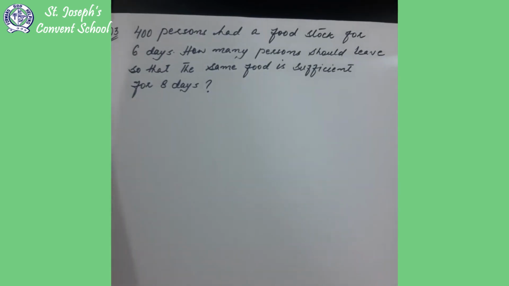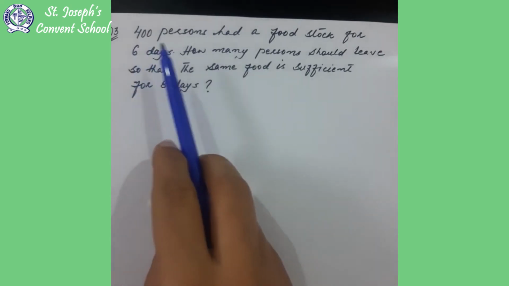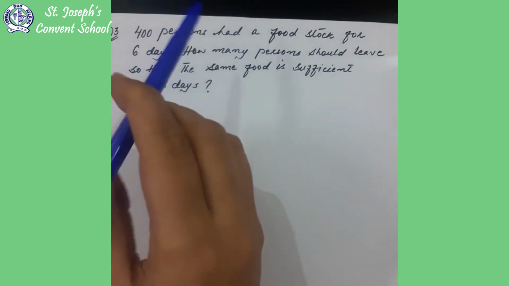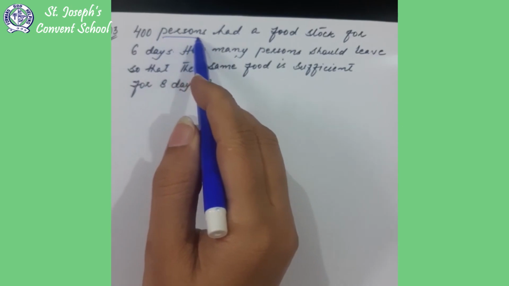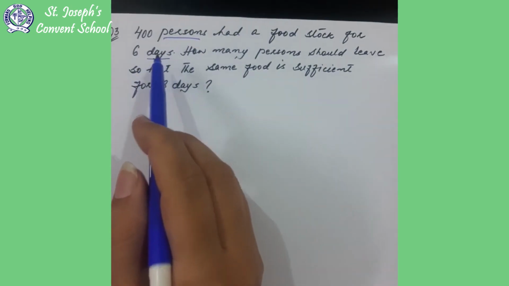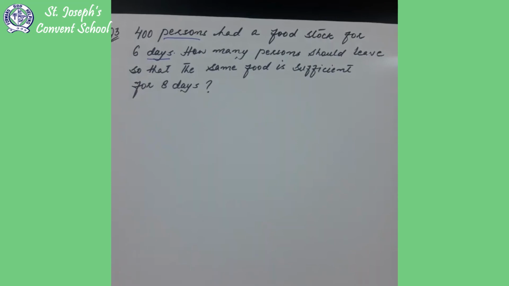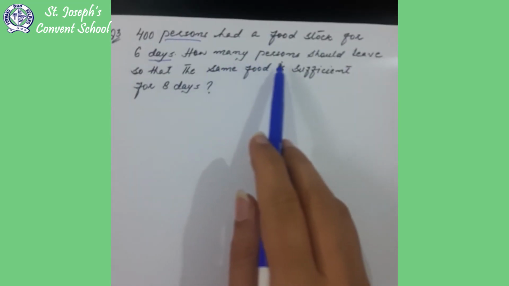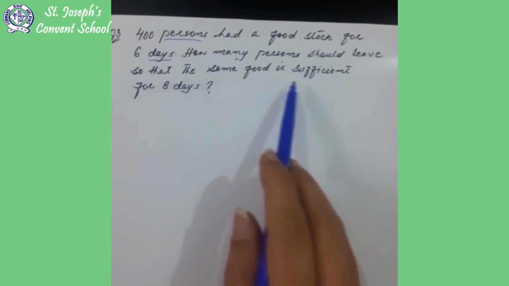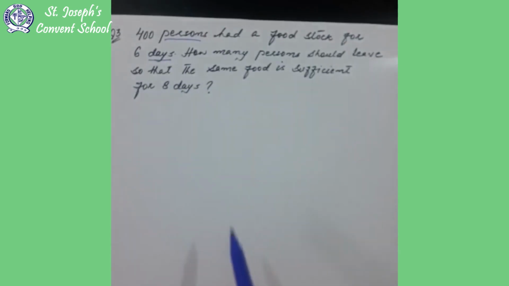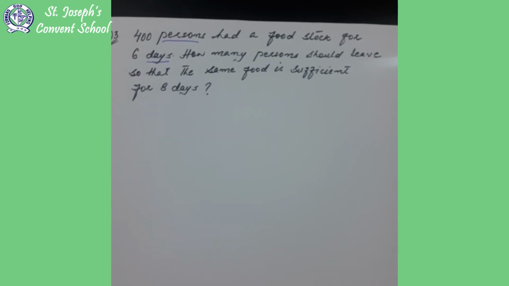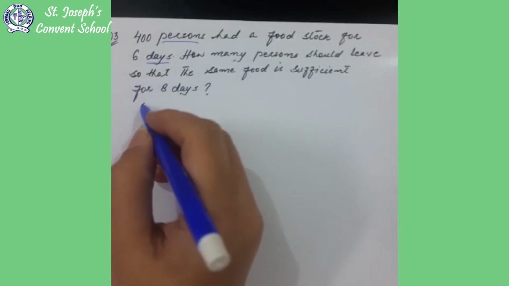Question is 400 persons had a food stock for 6 days. So two sets are persons. 400 persons had a food stock for 6 days. So persons and days. How many persons? How many persons means X should leave so that the same food is sufficient for 8 days. Okay. So you will find how many persons should leave. Okay. So for that, first we will find same food will be sufficient for how many persons. Then we will subtract and we'll get the answer. Okay. Let's solve it.